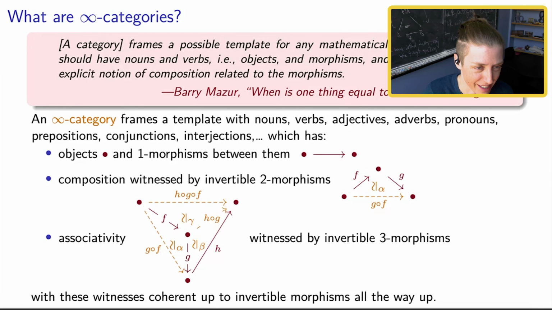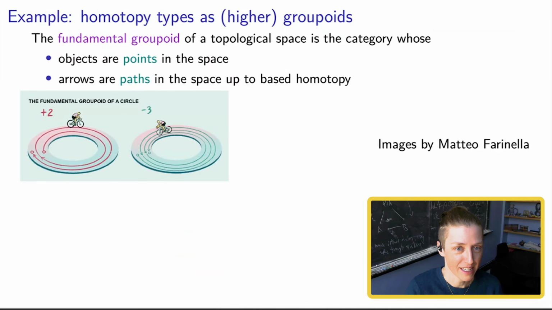So that's a very vague picture about what an infinity category is. And let me give an example.